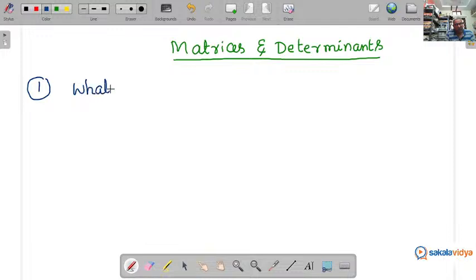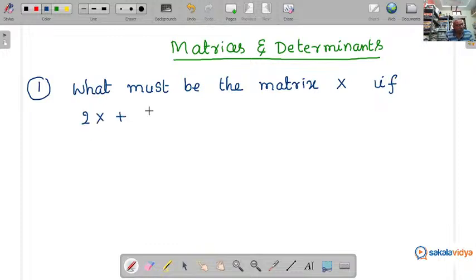What must be the matrix X if 2X plus the matrix [1 2; 3 4] equals the matrix [3 8; 7 2]? So, this is the question.